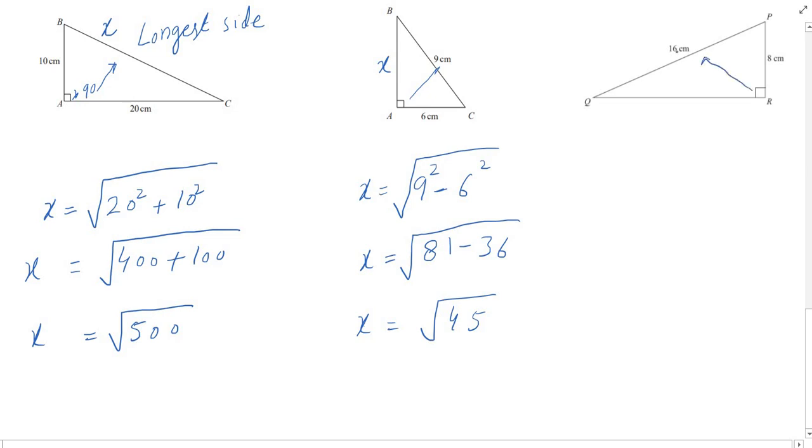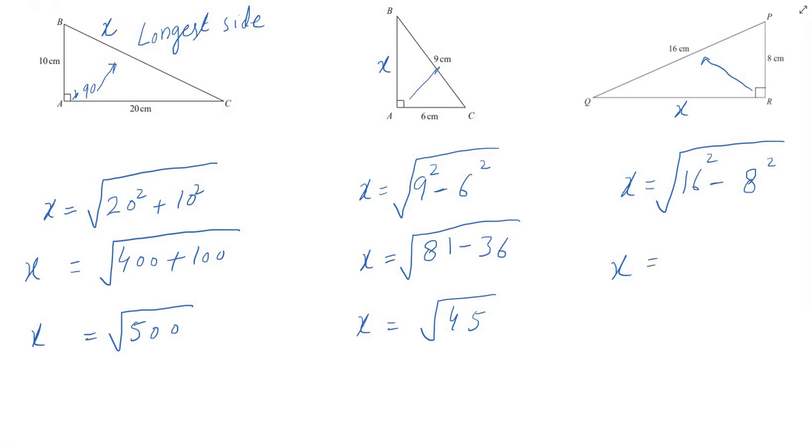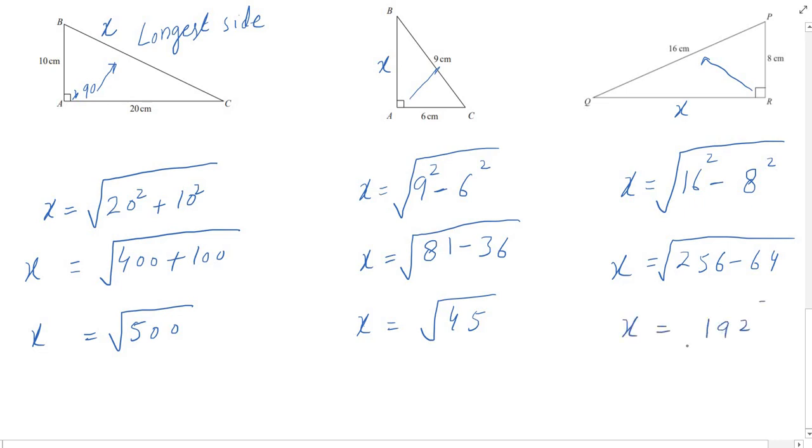So here, which side is given? Again, the longest side is given, which means we need to take away. Let's say this is x. We're going to write x here. Then repeat with me: the longest side 16 squared minus 8 squared, square root it. So 16 squared is 256, and minus 64, because 8 squared is 64. When you take away, x is equal to the square root of 192.